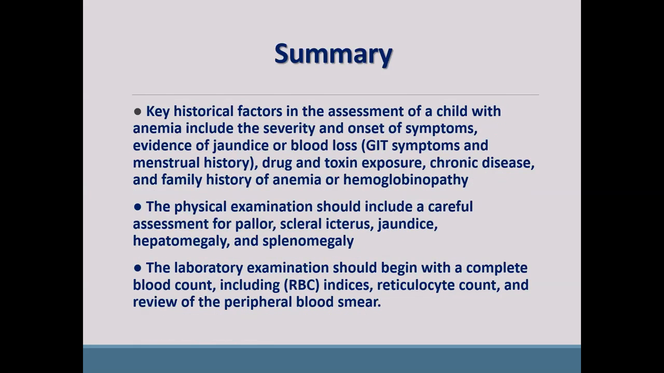The key historical factors in assessment of a child with anemia include severity and onset of anemia, evidence of jaundice or blood loss, GIT symptoms and menstrual history, drug and toxin exposure, chronic diseases, family history of anemia or hemoglobinopathy. The physical examination should include assessment for pallor, scleral icterus, jaundice, hepatomegaly, and splenomegaly, while lab examination should begin with complete blood count, including RBC indices, reticulocyte count, and review of peripheral blood smear.